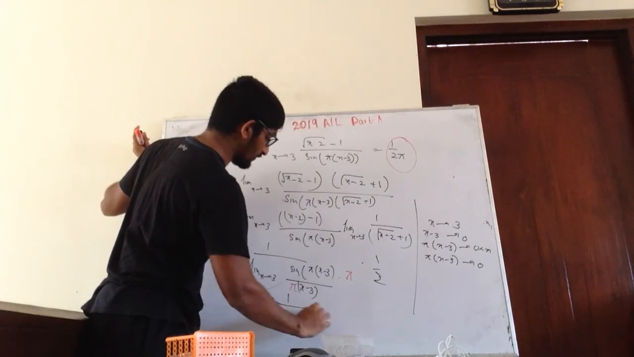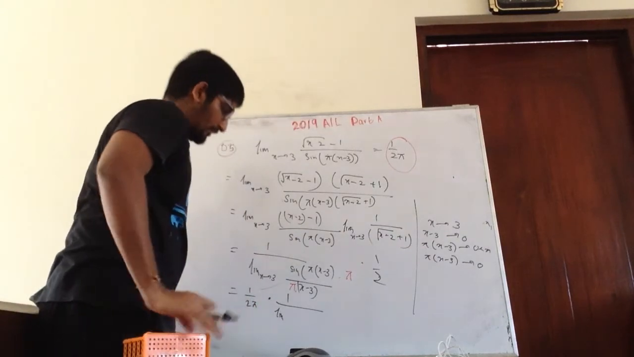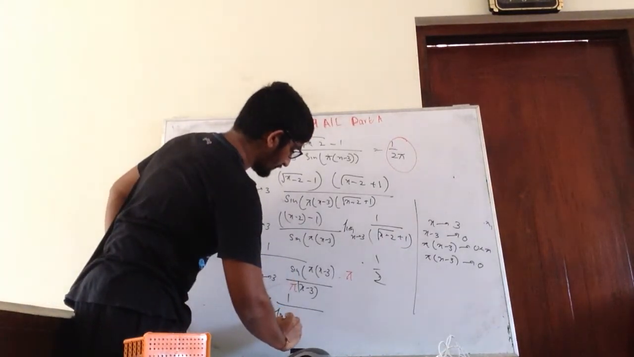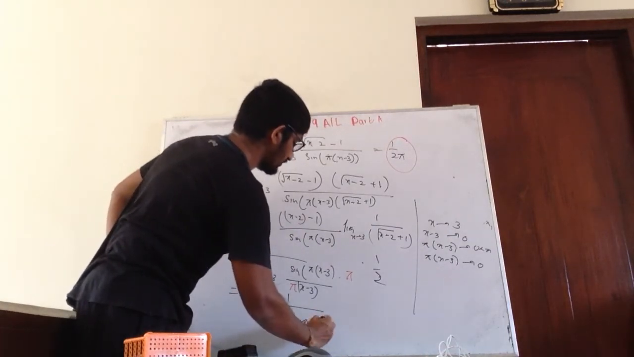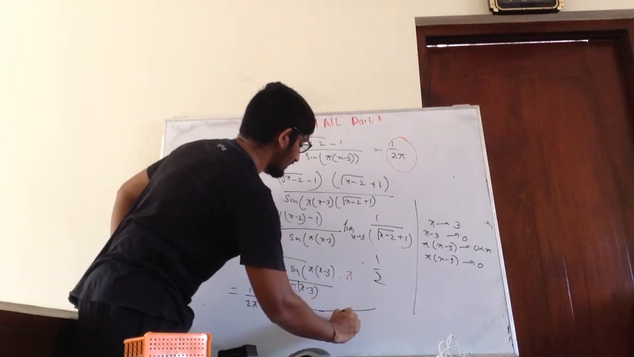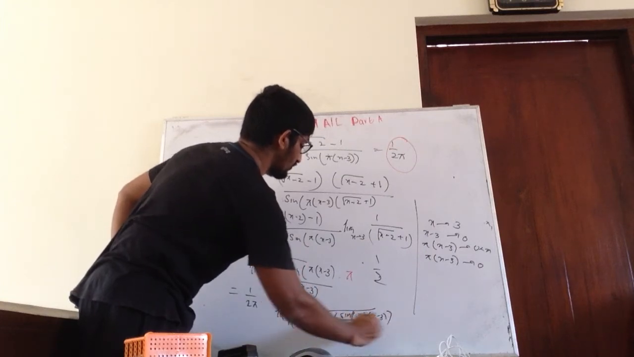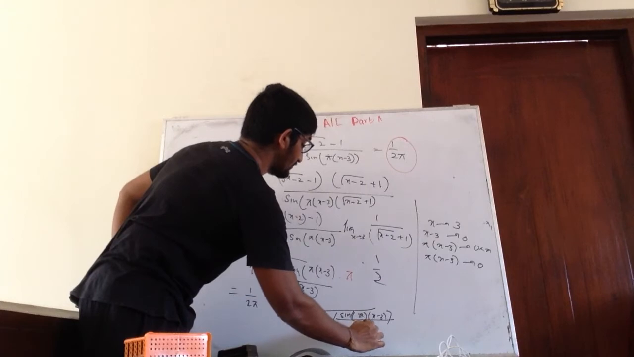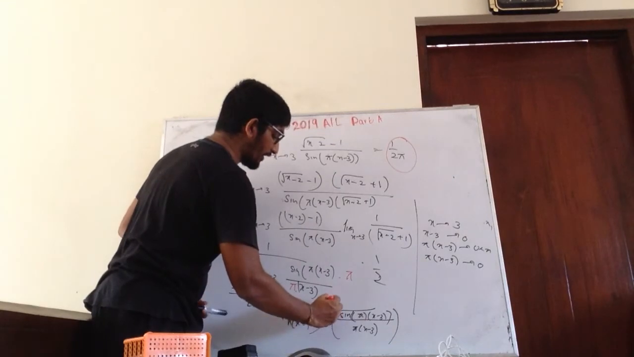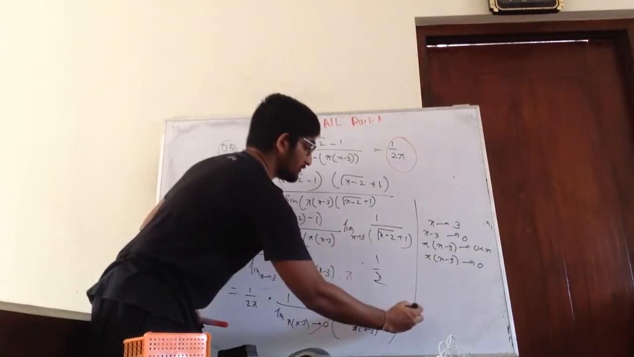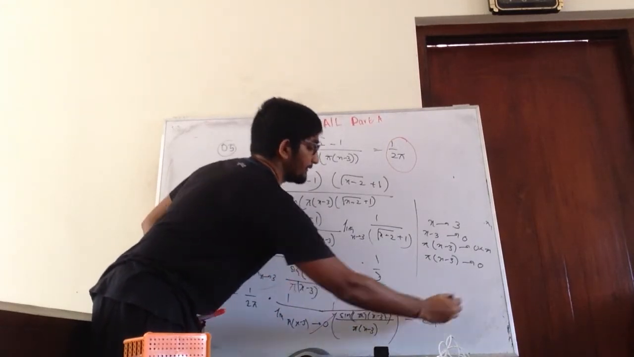So I am going to take 1 over limit when 5x minus 3 goes to 0 sine 5x minus 3 over 5x minus 3. So now this part will become 1. Then you will get the answer as 1 over 2.